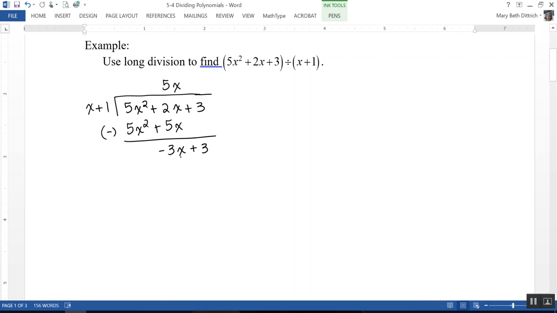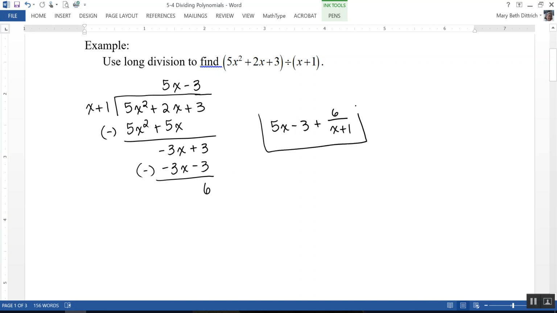Now again, negative 3x divided by just the x out here gives me a negative 3. Multiply that negative 3 by the whole binomial, gives me negative 3x minus 3. And I want to subtract, and that's going to leave me with a remainder of 6. To write my final answer, I take the polynomial that I have on top, plus, because this is a positive 6, 6 over what I was dividing by. And that would be my solution.